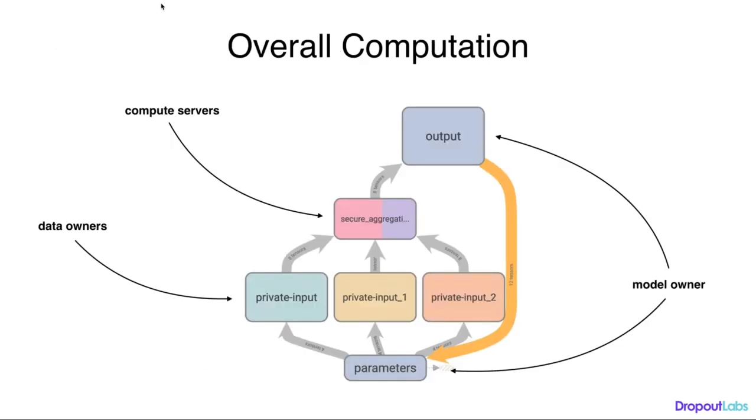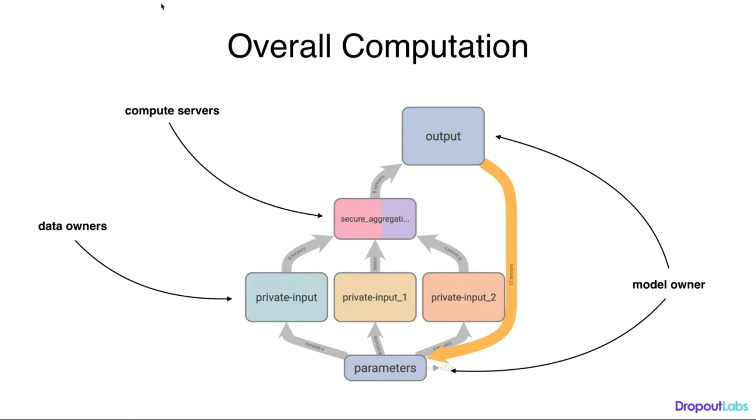If we look at this in TensorBoard, this is what we see. We have the model owner at the top. We have the data owners providing these private inputs, so that's the training data. And then we have the two servers, the cloud and the helper, to actually compute the secure aggregate.